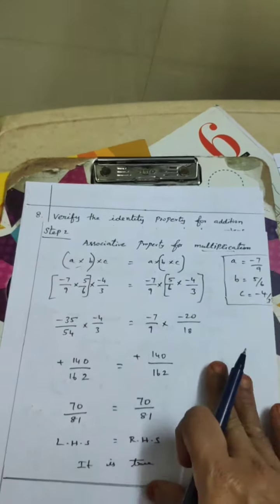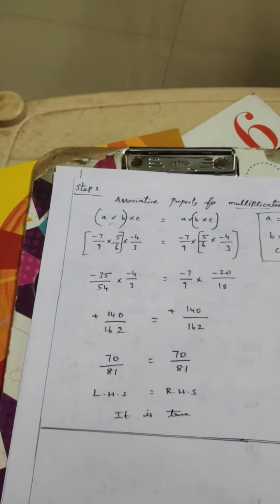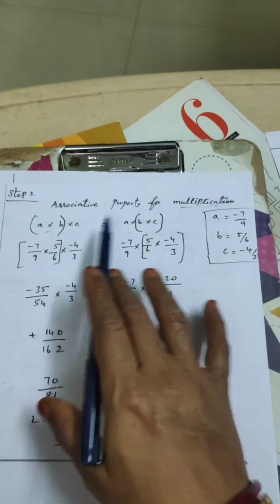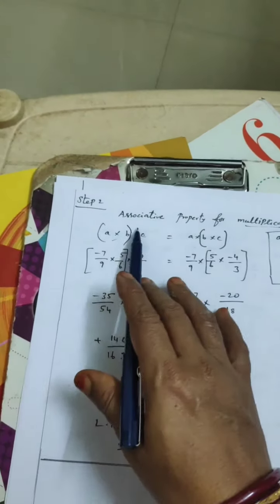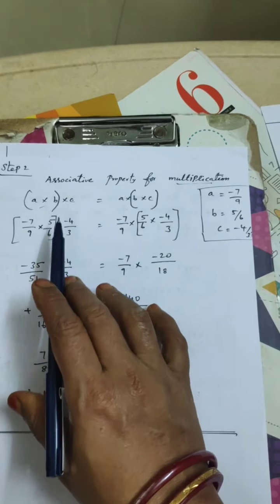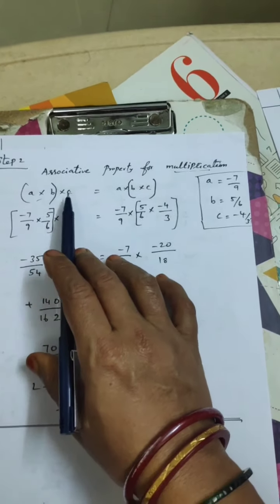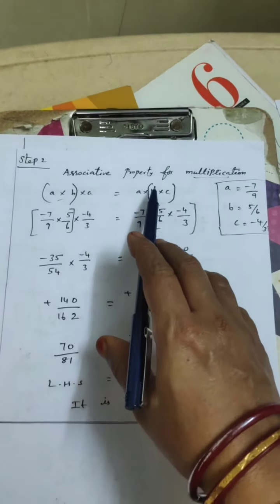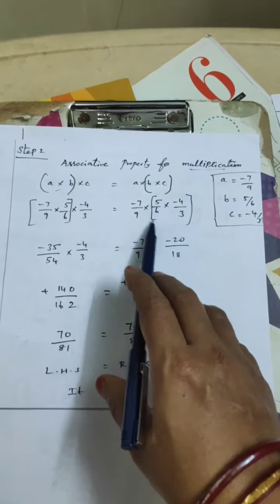Refer to all of this in the formula sheet I gave. See it and write it, and check whether it is correct or not there. A value, B value, C value, all must be substituted here. A value equal to minus 7 by 9 into B value 5 by 6 into C value minus 4 by 3 is equal to A value, B value, C value. Where there is a bracket, you put in the bracket.